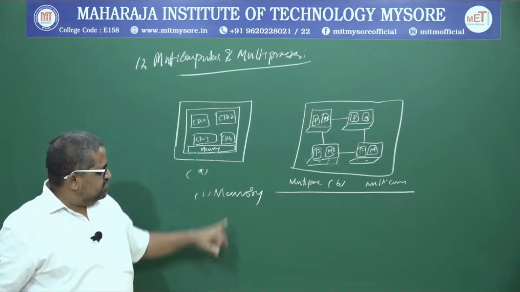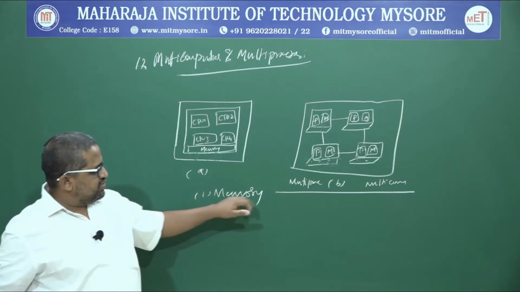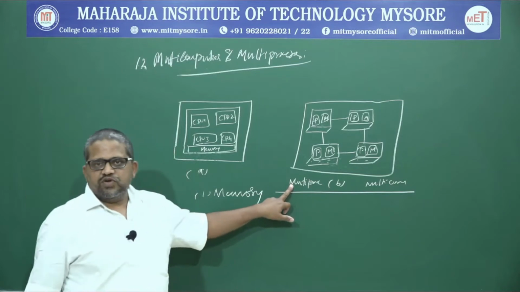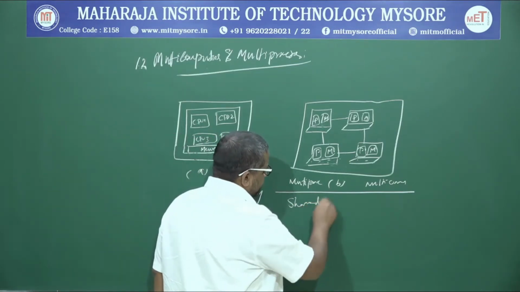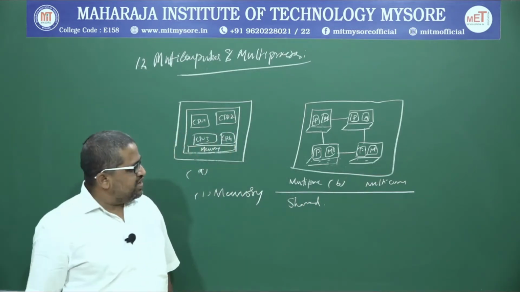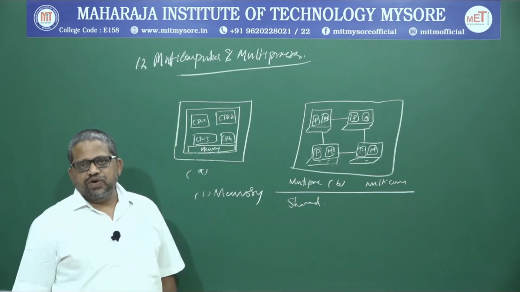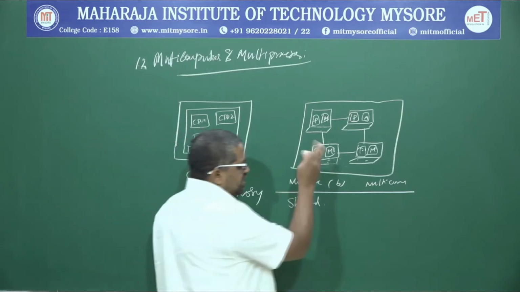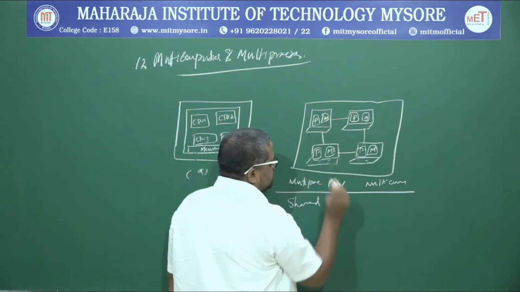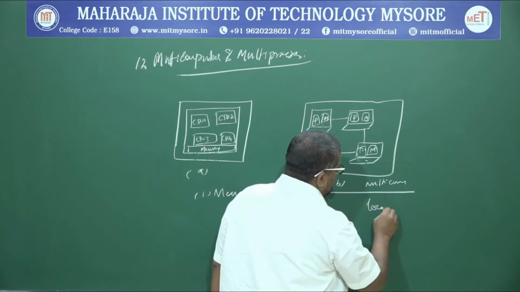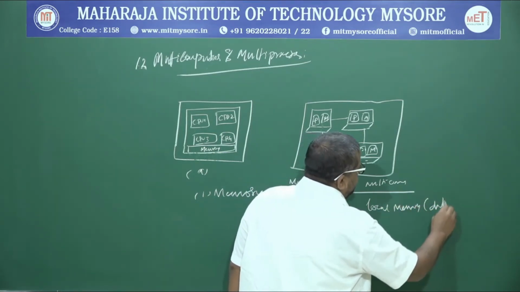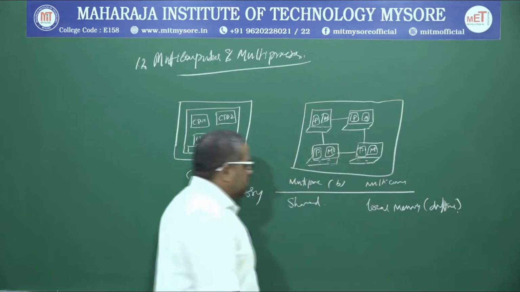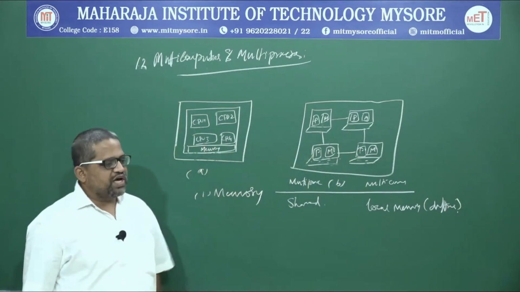Now, when I use the word memory as a parameter, what will be the scenario in case of a multiprocessor? It is going to be a shared one, right. But in case of a multi-computer, is it a shared one? No, it is not a shared one. Each individual machine has got its own local memory. I won't say that different local memories are available. So, memory is going to be the first parameter, right.